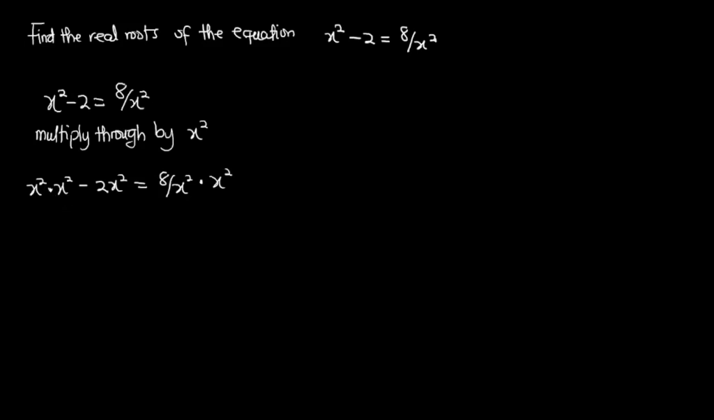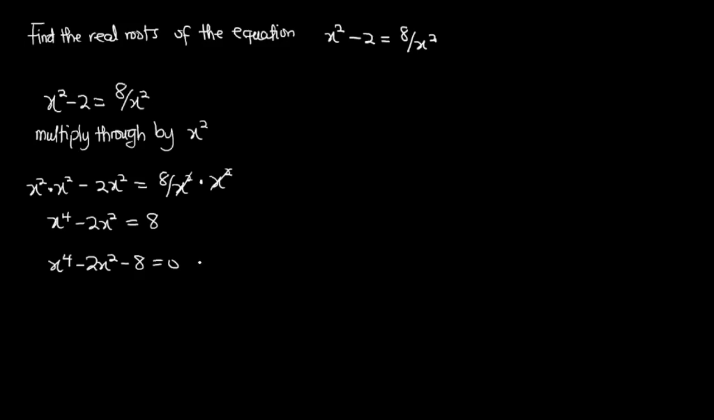So x squared multiplied by x squared will give me x power 4 minus 2x squared is equal to, we cancel this, so it's equal to 8. So I can rewrite this equation as x power 4 minus 2x squared minus 8 is equal to 0. Now I have this equation in a form I can try to factorize.